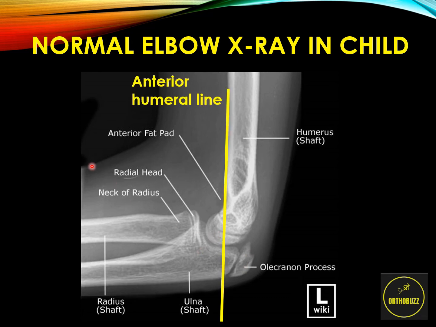One of the key lines that can help us with interpretation is the anterior humeral line. This runs, as suggested, over the anterior humerus straight down and should go through the capitellum and trochlea on the lateral view, normally in the middle third or anterior third.